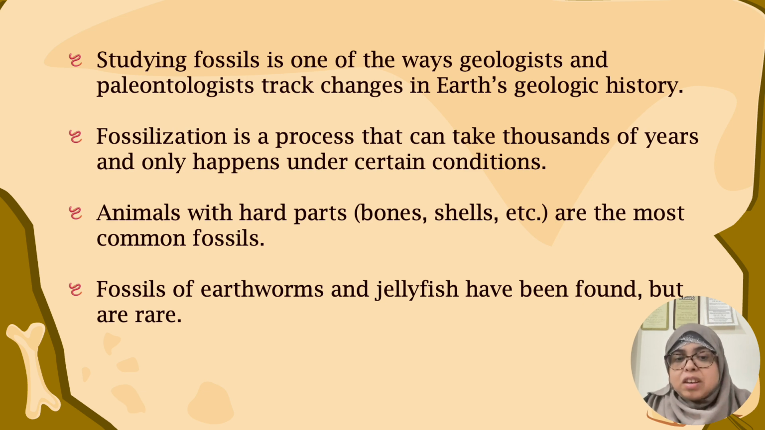So fossilization is a process that can take thousands of years and only appears under certain conditions, okay? Animals with hard parts are the most common fossils. Animals with soft parts such as earthworms and jellyfish have been found, but as you can understand, they are rare because they tend to decompose and break down very easily, okay? All right, but they have been found. There are some that have been found, nevertheless.